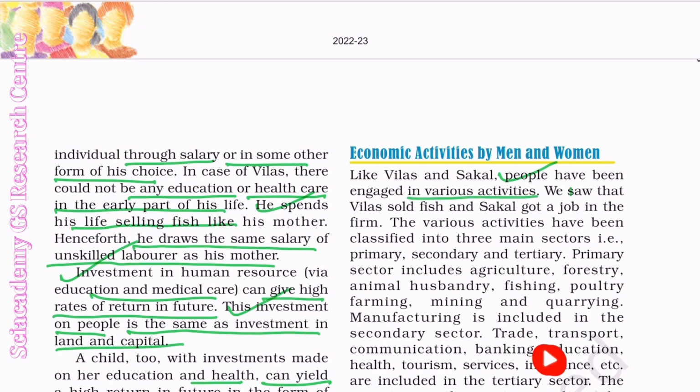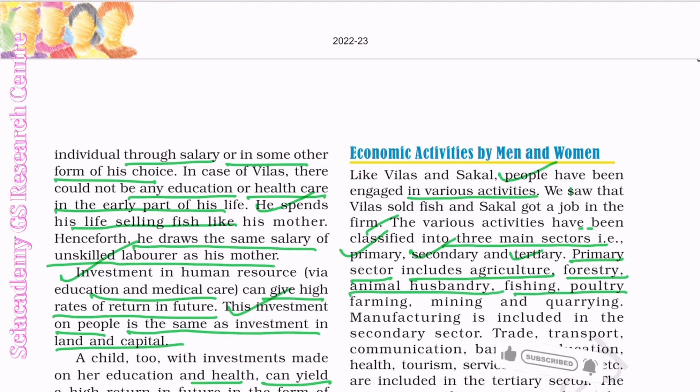We saw that Vilas sold fish and Sakal got a job in the firm. The various activities have been classified into three main sectors: primary sector, secondary sector, and tertiary sector. The primary sector includes agriculture, forestry, animal husbandry, fishing, poultry farming, mining and quarrying.